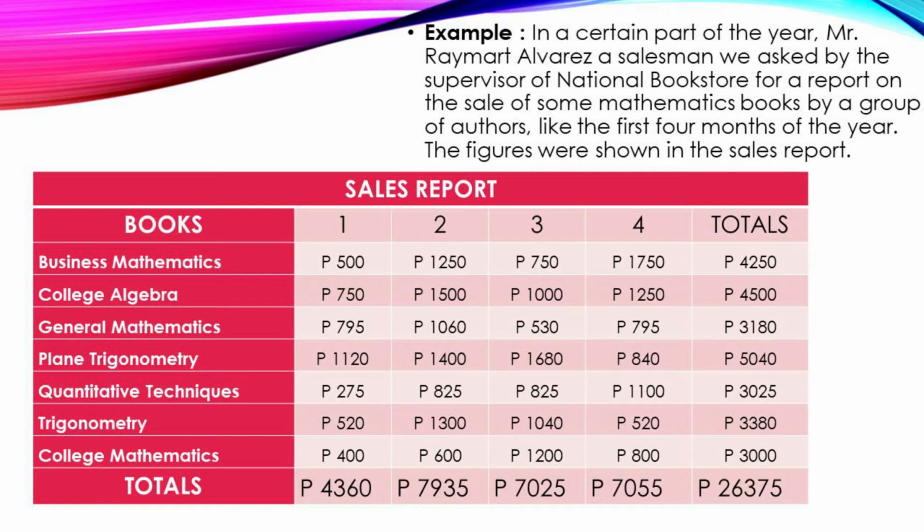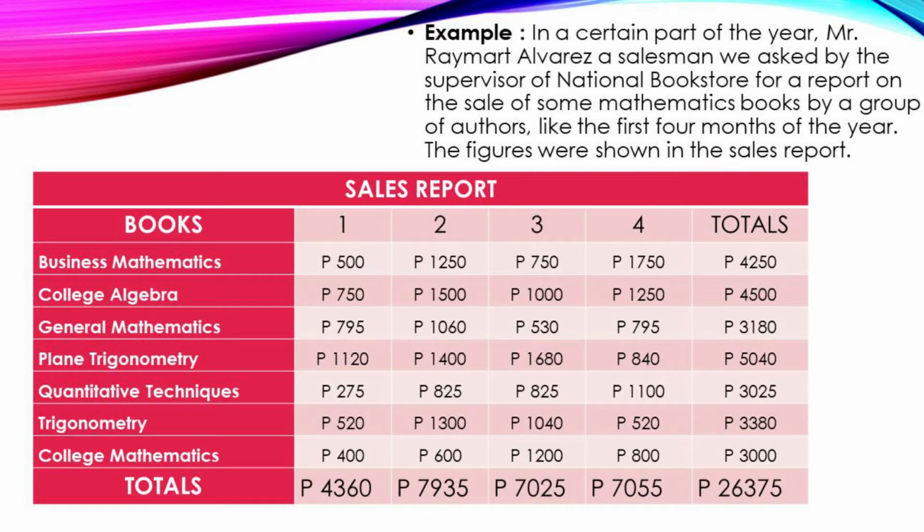So, this is the estimated value given for the sales report. So, here's the report. We have the books, first month, second month, third month, fourth month, and the total. So, first, the business mathematics book. First month, we have 500 pesos.